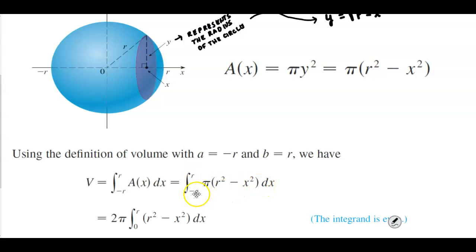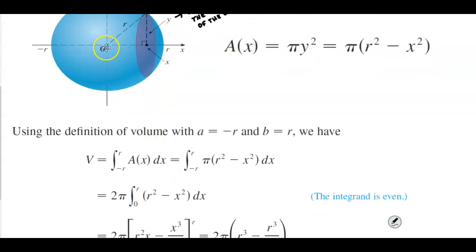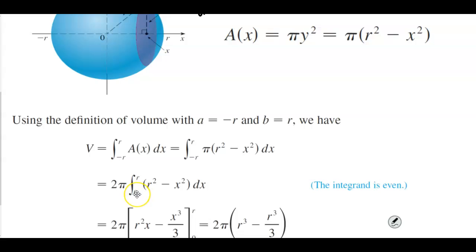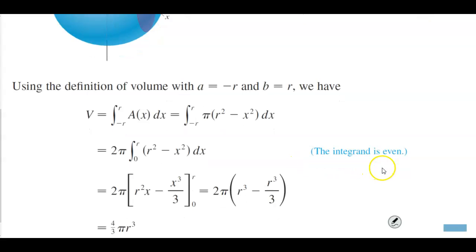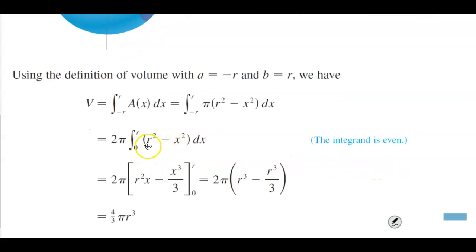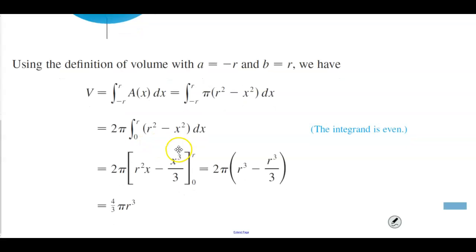And now, if you recall from our definitions in the past, if you're going from negative r to r, that means we're going to have two areas the same on the left and on the right. So what we can do is begin with a lower limit of 0 to r, and then multiply it by a factor of 2. And then we can also factor out the constant pi. So now we're going from 0 to r of r squared minus x squared dx. And again, we know that the integrand is even.